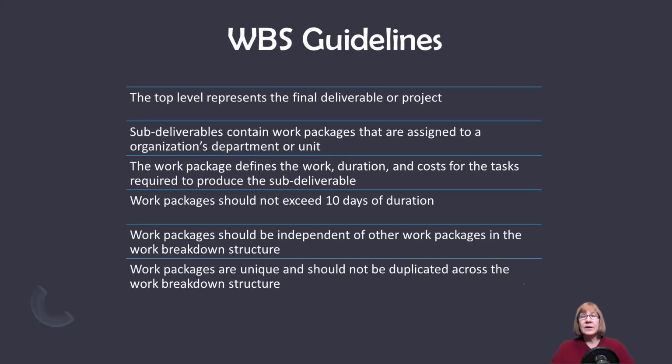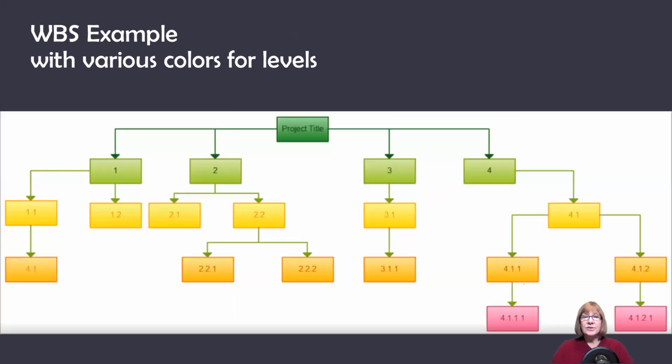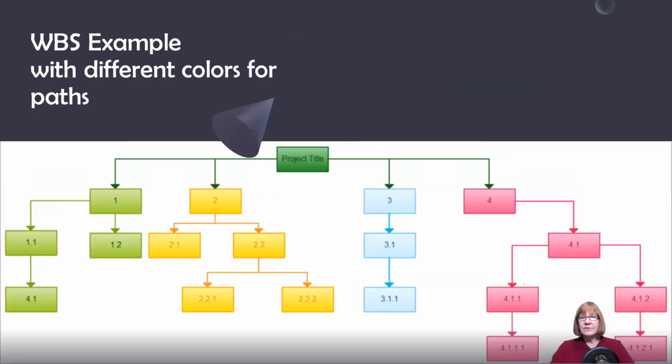So if you have something that requires a lot of cross-functional work, a lot of coordination between departments and all of that kind of stuff, or teams that work together from different places, then a WBS may not be the best choice for you. So keep that in mind. You can also organize it and use color to help you see the organization in the snapshot. So you can have different colors for the levels, or you can have different colors for the paths, whatever provides the best information.